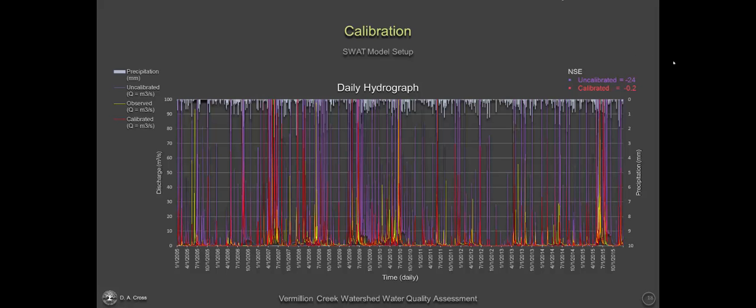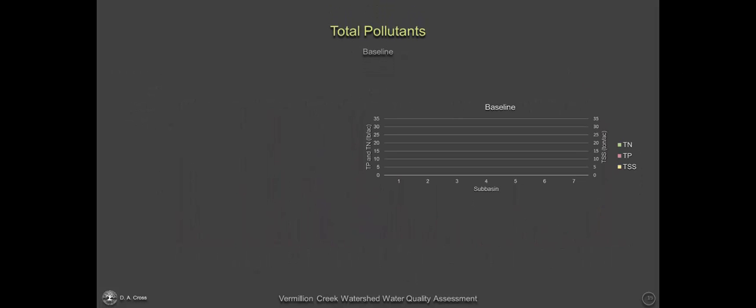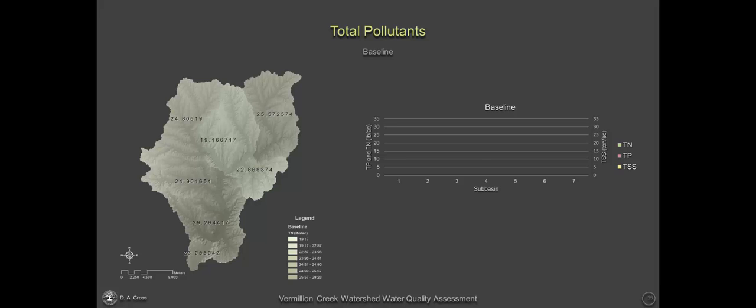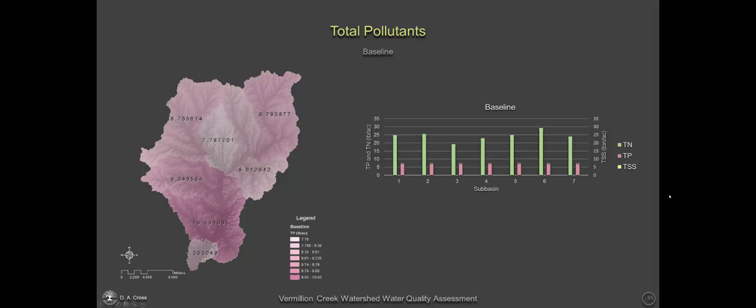Once the model was adequately calibrated, we then took a look at the baseline results. First, we took a look at the total nitrogen results, and we can see that our maximum total nitrogen comes out of subbasin number 6. Next, we took a look at phosphorus, and we can see that phosphorus is low compared to the total nitrogen values. And again, our subbasin number 6 still comes out as being pretty high in nitrogen. Next, we took a look at our total suspended solids, and we find that subbasin number 7 takes the lead in total suspended solids.